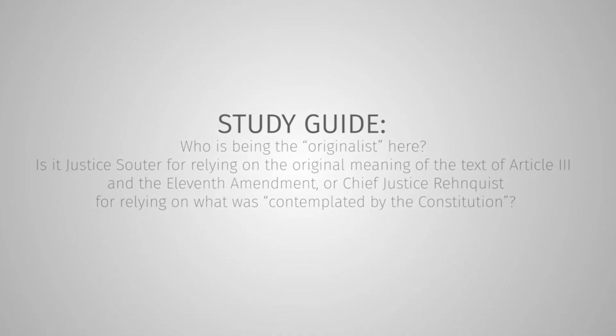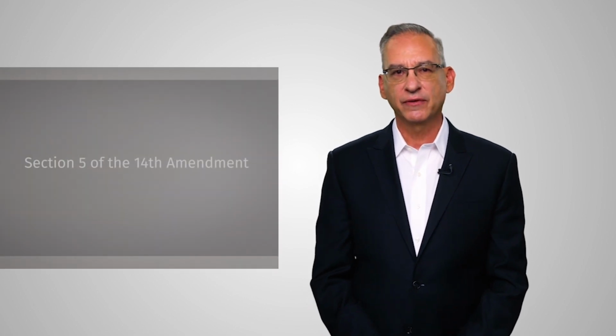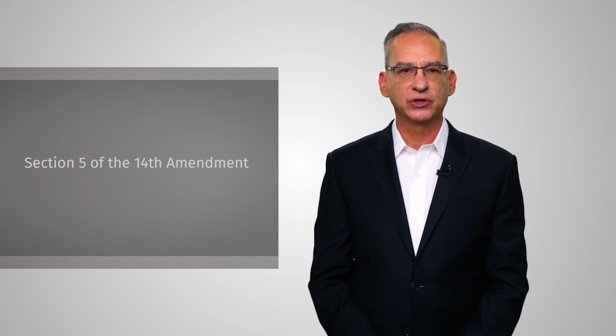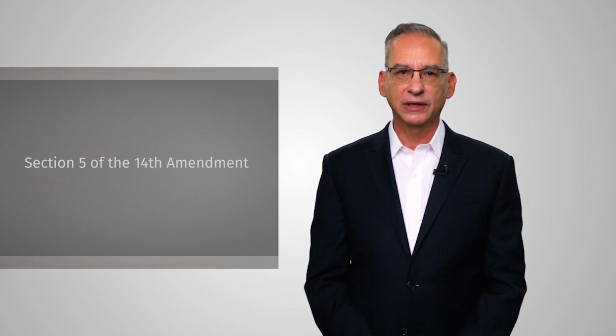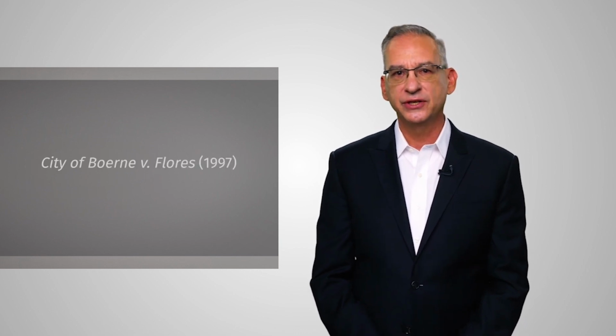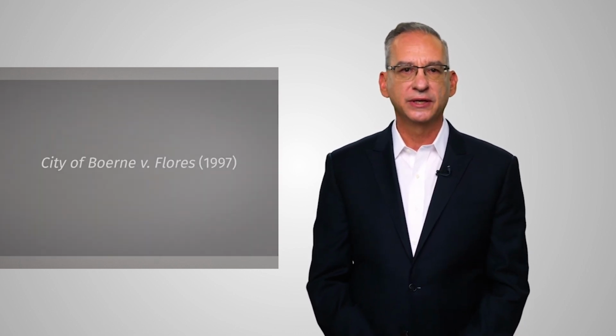Study Guide. Who was being the originalist here? Is it Justice Souter for relying on the original meaning of the text of Article III and the 11th Amendment, or Chief Justice Rehnquist for relying on what was contemplated by the Constitution? Regardless of what the 11th Amendment says, however, the court later held that Section 5 of the 14th Amendment expressly gave Congress an enumerated power to override a state's sovereign immunity. However, there are limits on when Congress can exercise that power. We will discuss this issue in City of Boerne versus Flores, 1997.